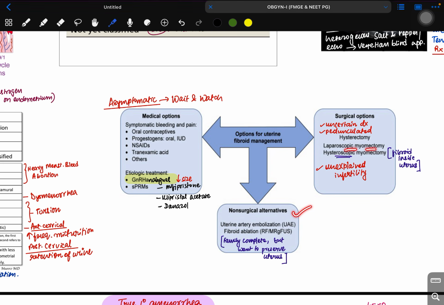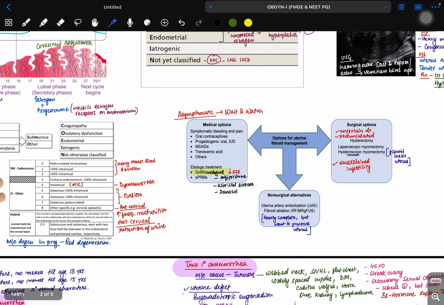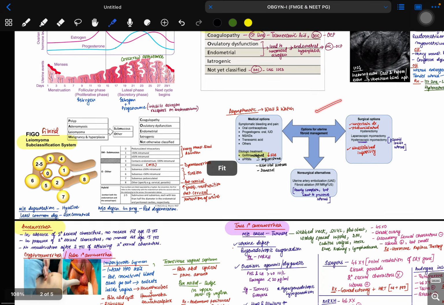What are the non-surgical alternatives? There is uterine artery embolization and fibroid ablation. If the family is complete but the lady wants to preserve the uterus, we cannot do hysterectomy in that case. So we have to do the uterine artery embolization or the fibroid ablation. So this is the management of the uterine fibroids.